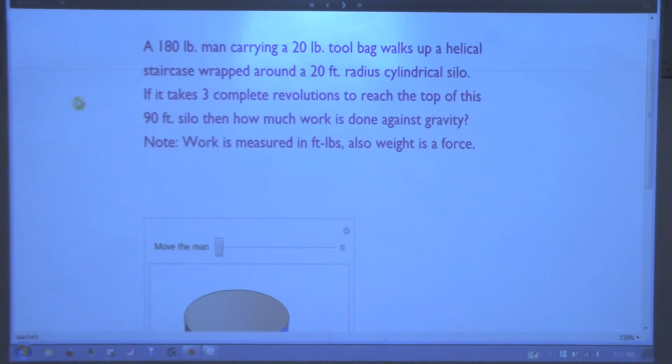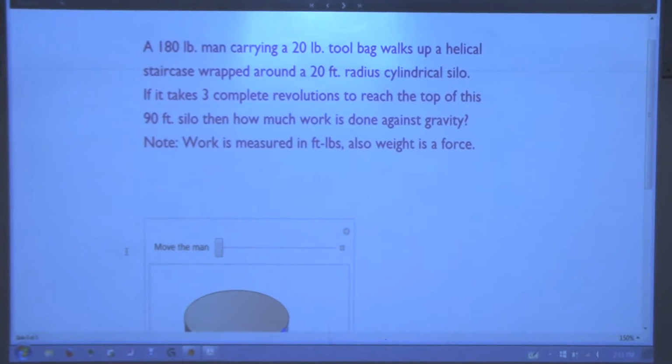All right, now this is a problem I took out of the book, and for those of you who've taken physics, you may have seen something like this, and there may possibly be an easier way to do it, but let's just stick with what we're doing in this class right now, okay? A 180-pound man carrying a 20-pound tool bag walks up a helical staircase wrapped around a 20-foot radius cylindrical silo. If it takes 3 complete revolutions to reach the top of this 90-foot silo, then how much work is done against gravity? Note, work is measured in foot-pounds. Also, weight is a force.